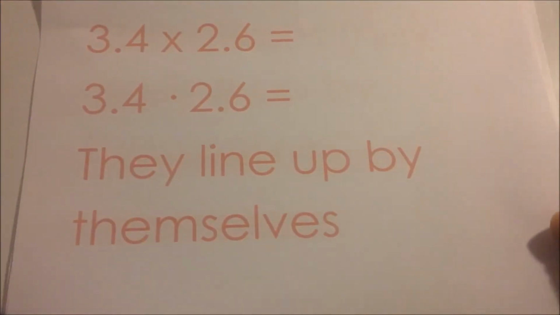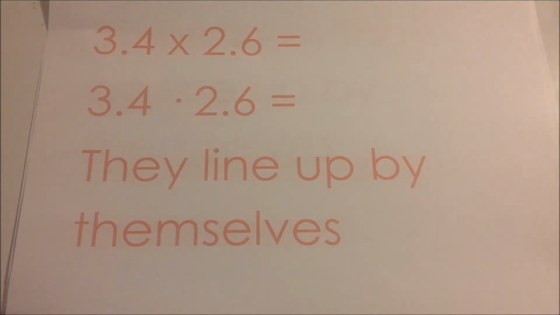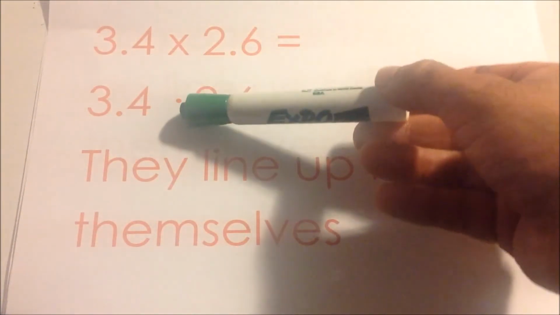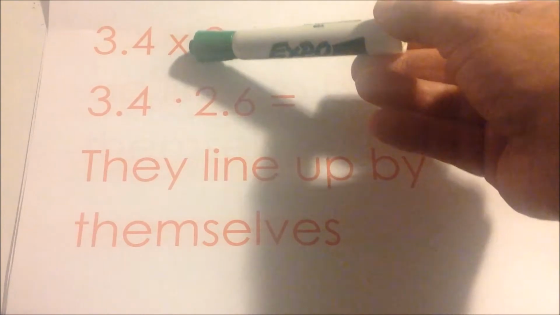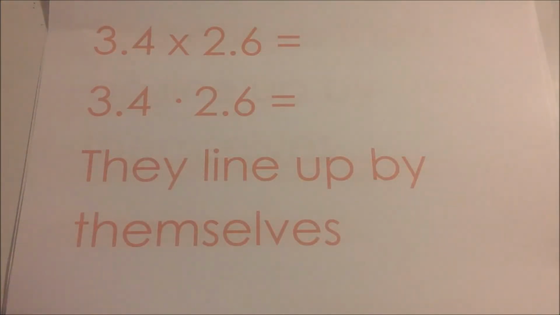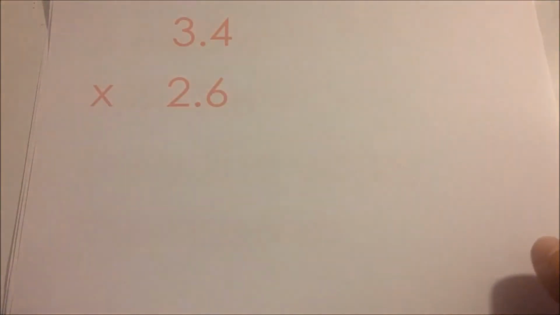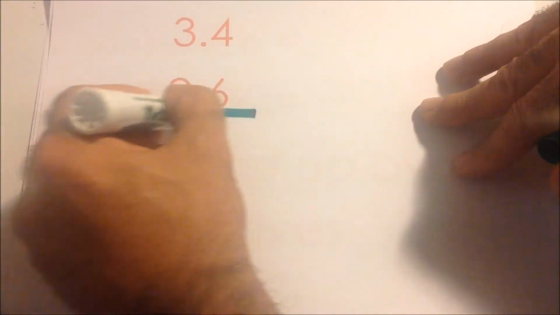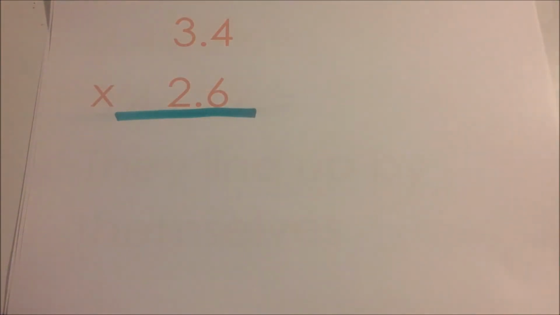So we'll give an example. Let's say we had 3.4 times 2.6. And remember, we can also use the dot for times, right? So if we lined them up, and we're not lining them up, they just happen to line up. Put the line on there. There we go.